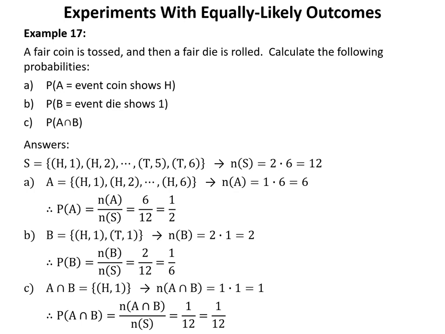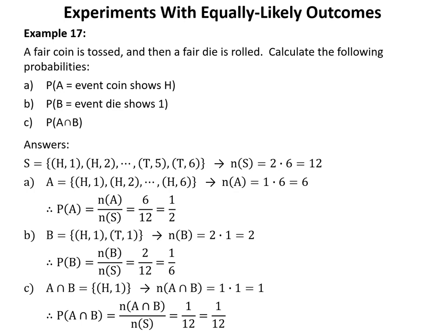So to answer part A, the event A is that the coin shows heads, so the list of possible outcomes there would be heads 1, heads 2, all the way through heads 6, and the number of outcomes there is equal to 6. So the probability of event A equals 6 over 12, which reduces to 1/2. And in B, the event B is that the die shows a 1, which we can list as the outcomes including heads 1 and tails 1, which is just 2 outcomes. So the probability of B equals 2 over 12, which simplifies to 1 over 6.